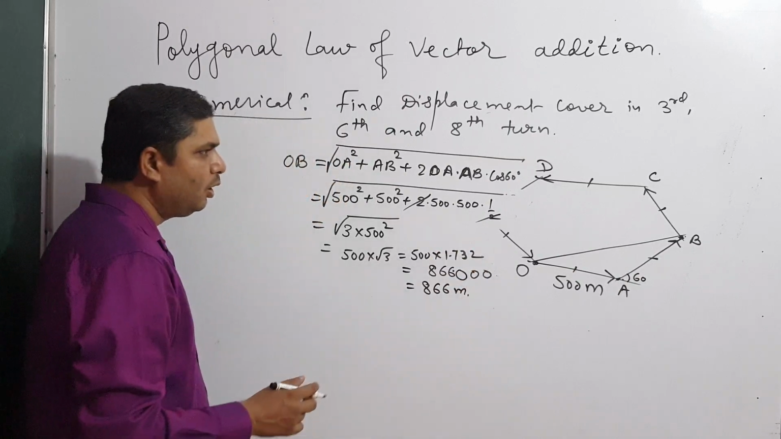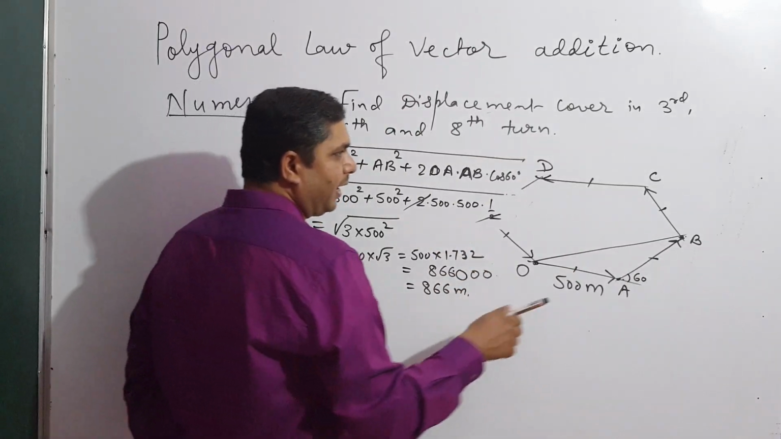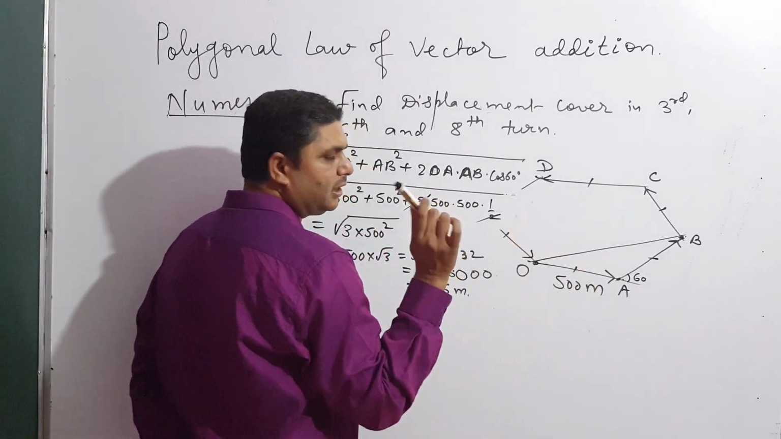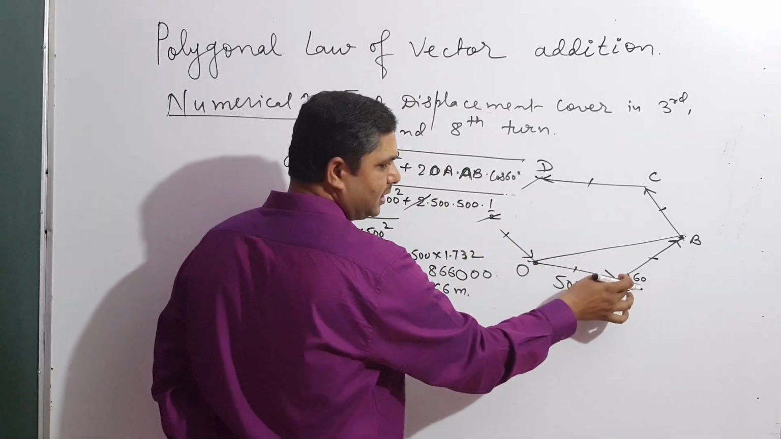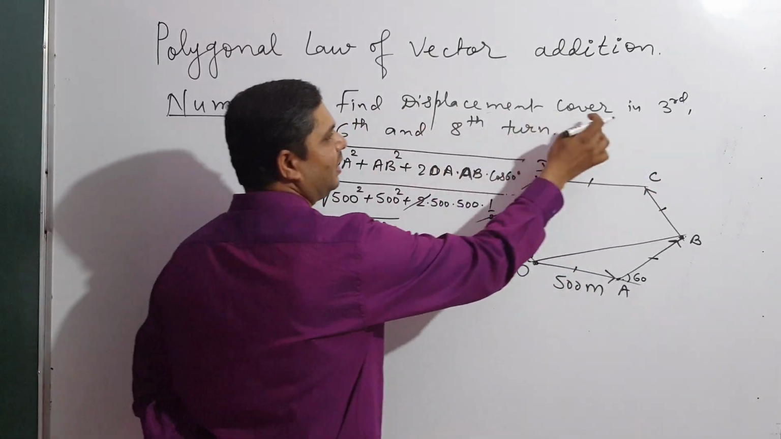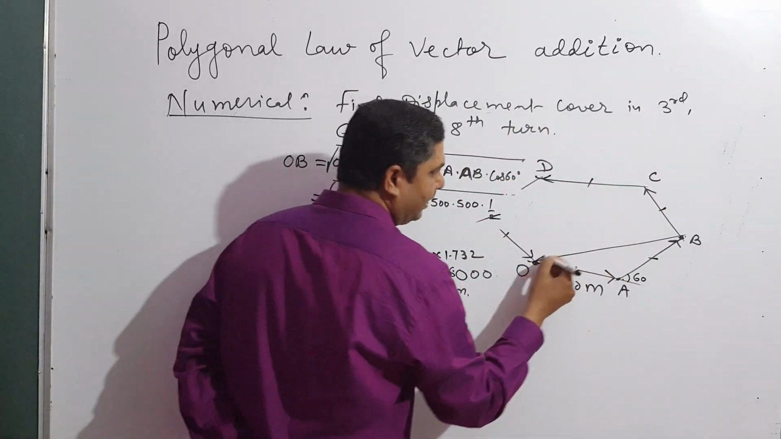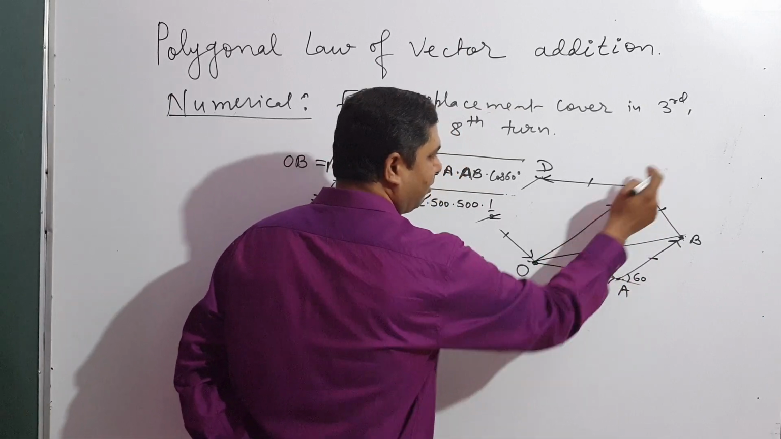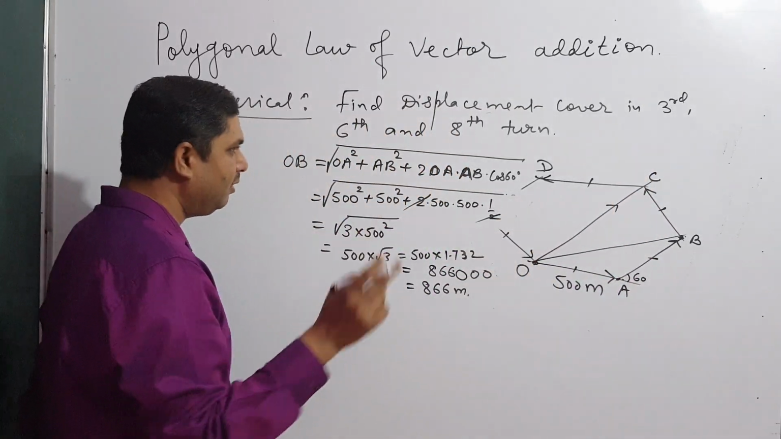Okay. Now, we desire to find the distance for the third turn. This is the first turn, second turn, and third turn. So here we find the displacement covered in the third turn. So you have to find this displacement. This is our requirement, OC. So what will be OC?